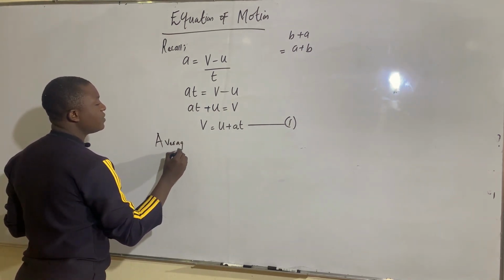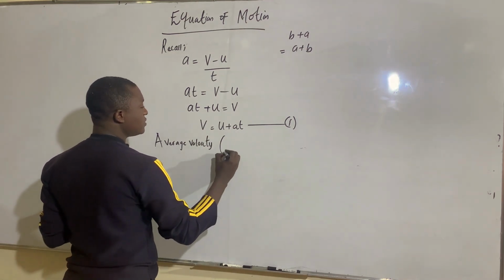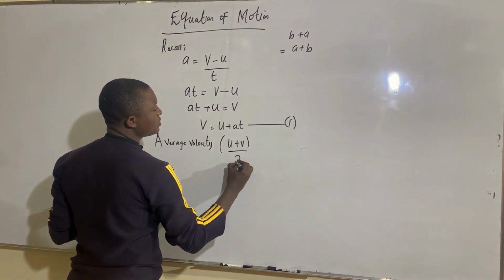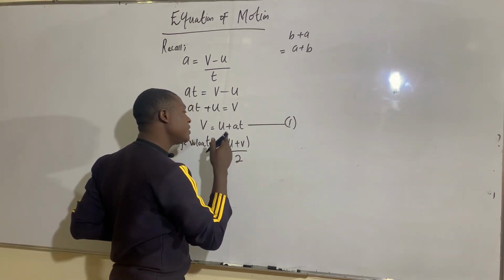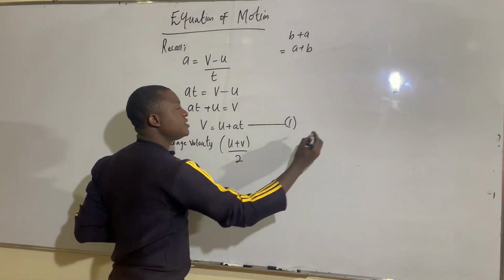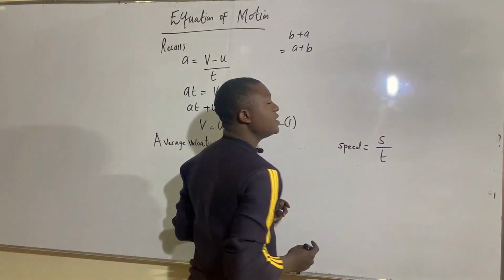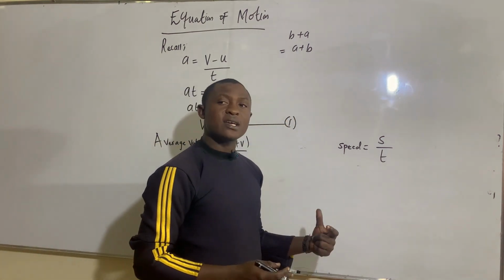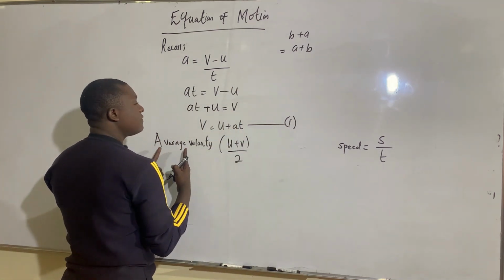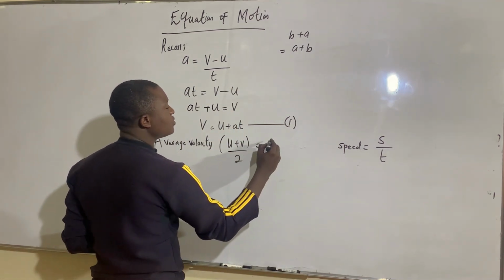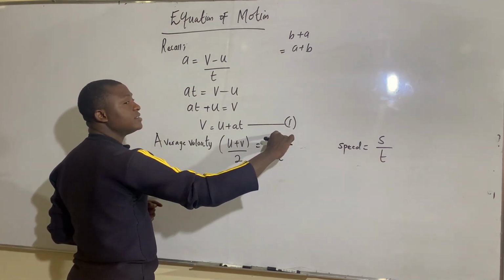So another one we derive, let it come from average velocity. If I want to write the average velocity, which is u plus v over 2, I told you earlier, u is nothing but initial velocity, v is our final velocity, and we know normally that speed is equal to distance over time. So in some materials, they use x as distance, while some use s as a distance. So if I put it here, average speed or average velocity is equal to a distance over time. So now I want to make my distance the subject of the formula.